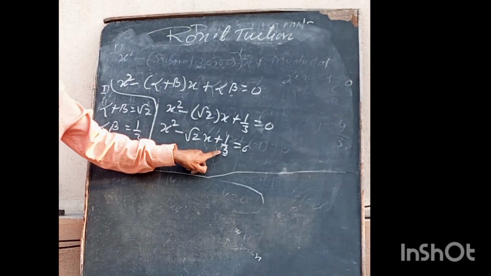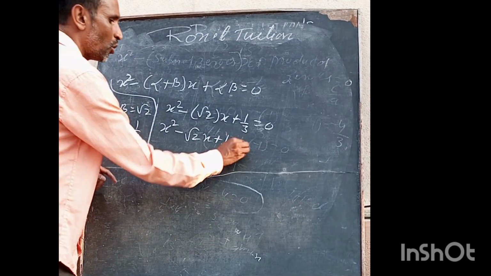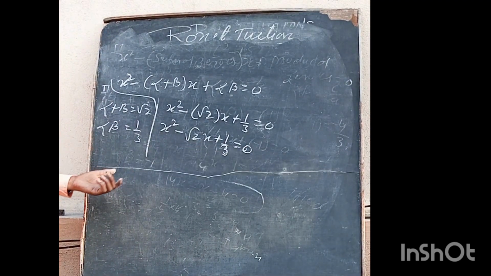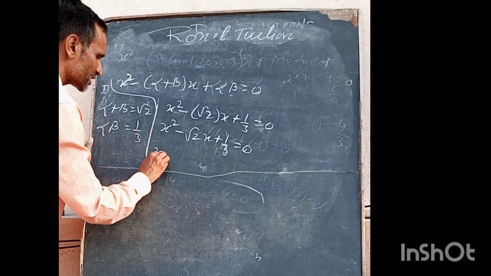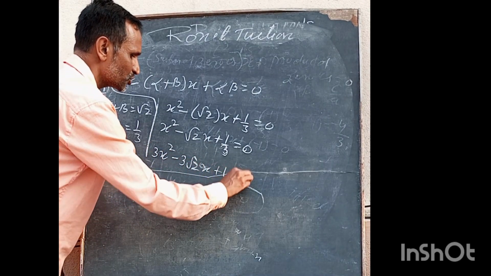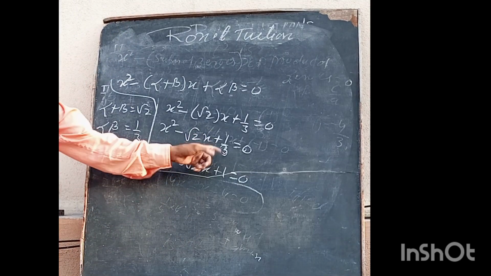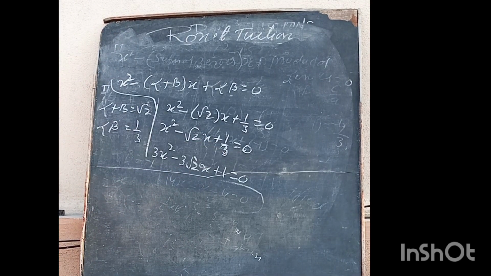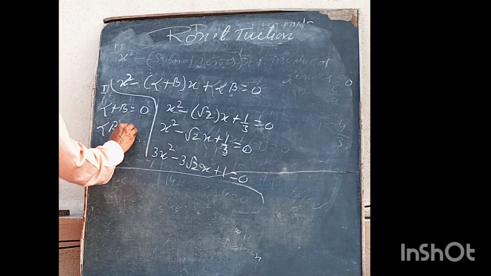Now the denominator is 3, so we have to multiply this whole equation by 3. So 3 into x squared, 3x squared minus 3 root 2 x plus 1 is equal to 0. This is the quadratic equation that becomes if we multiply by 3. Now the third question is given, in that, 0 and root 5 are given.